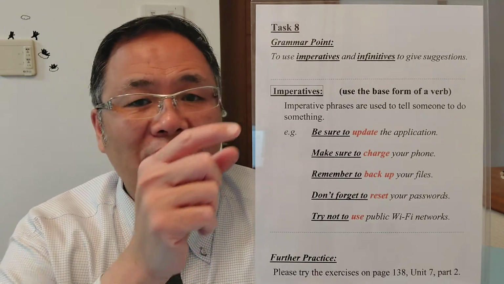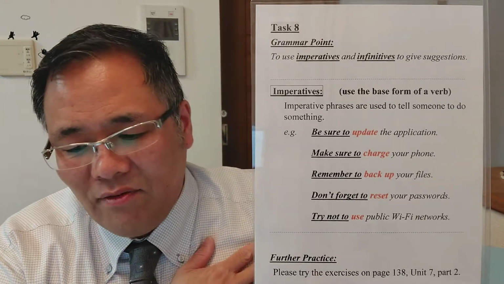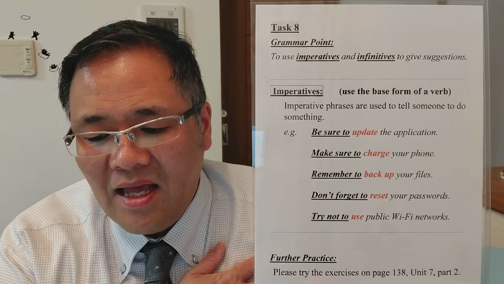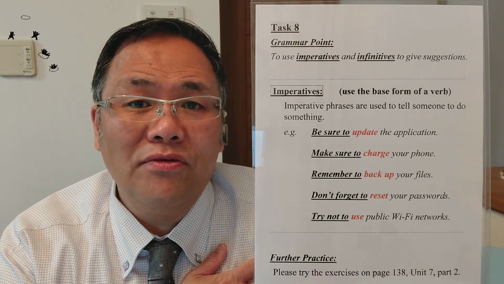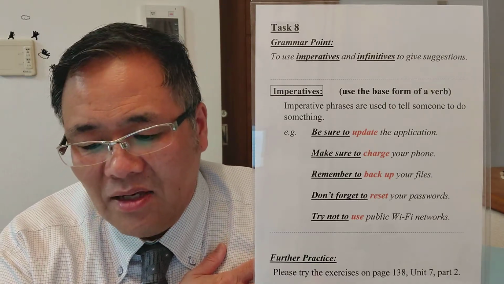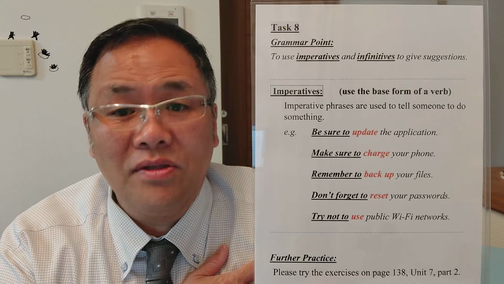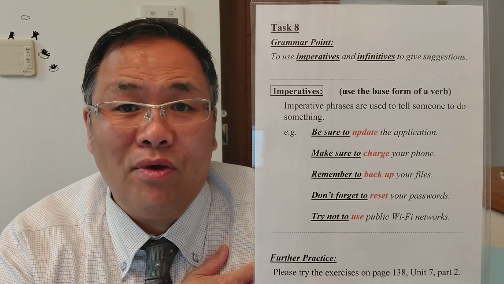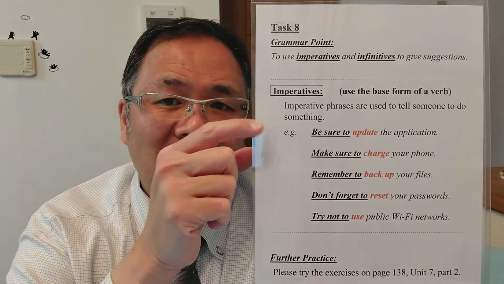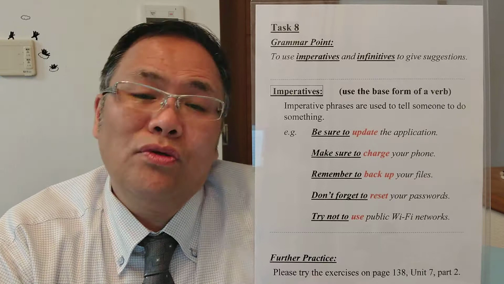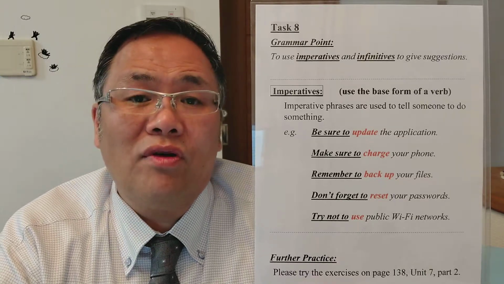So let's have a look at these 5 examples here. We have be sure to update the application. Make sure to charge your phone. Remember to back up your files. Don't forget to reset your passwords. And try not to use public Wi-Fi networks. As you can see, these 5 expressions: be sure to, make sure to, remember to, don't forget to, try not to.